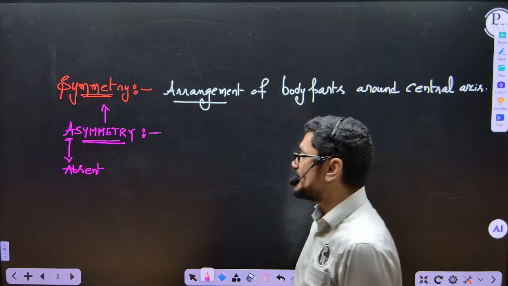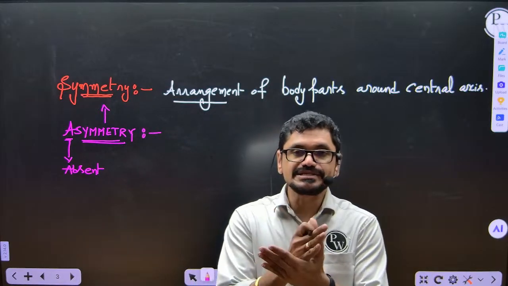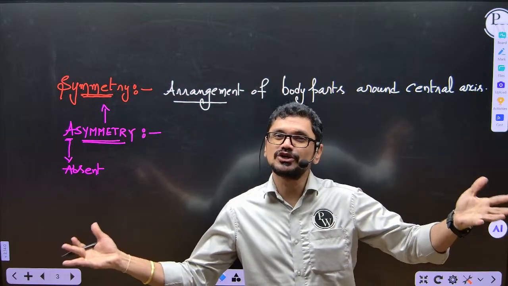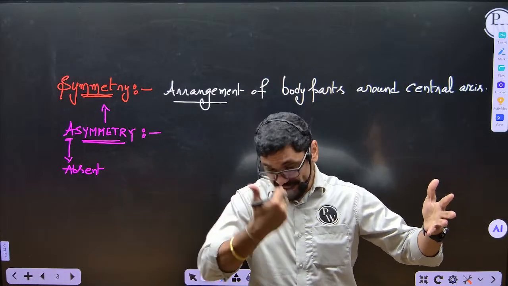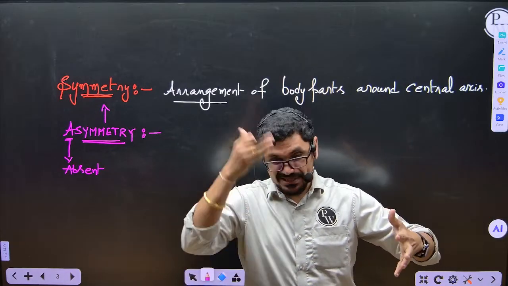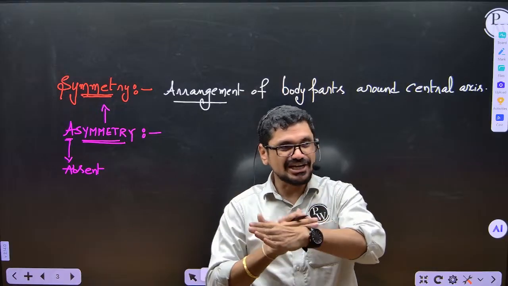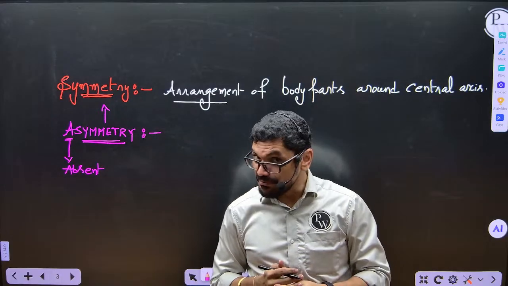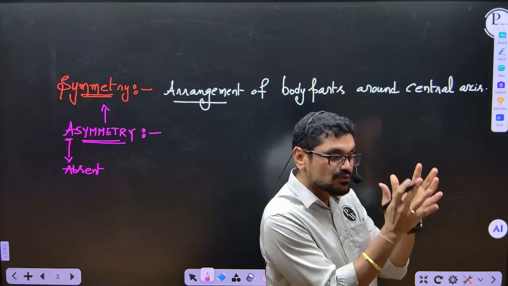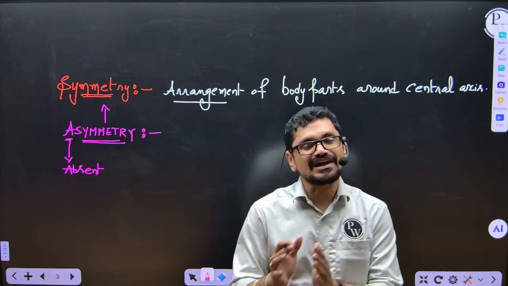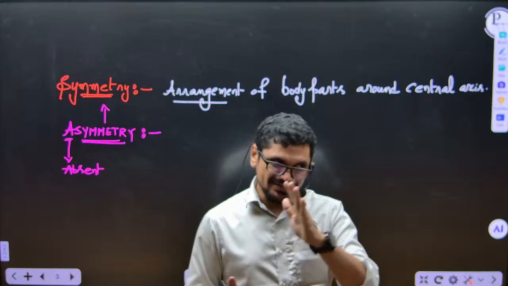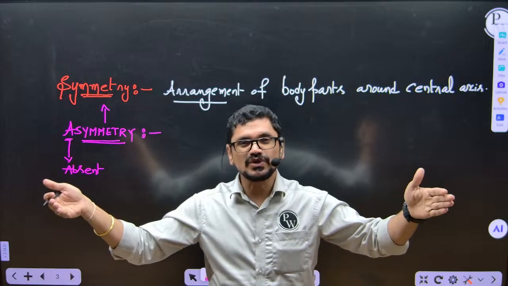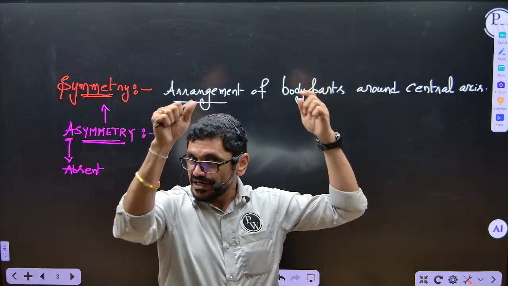In asymmetry, you cannot cut the organism into two equal halves. For example, take the human being. You can cut the human being into two halves vertically, not horizontally. Imagine a person is 6 feet tall. If you cut at 3 feet, the anterior part has the head and the posterior part has the legs. No, that is not an equal part. Equal part means whatever organs are present in one half, more or less those organs are present in the other half also. So cut the human being like this.